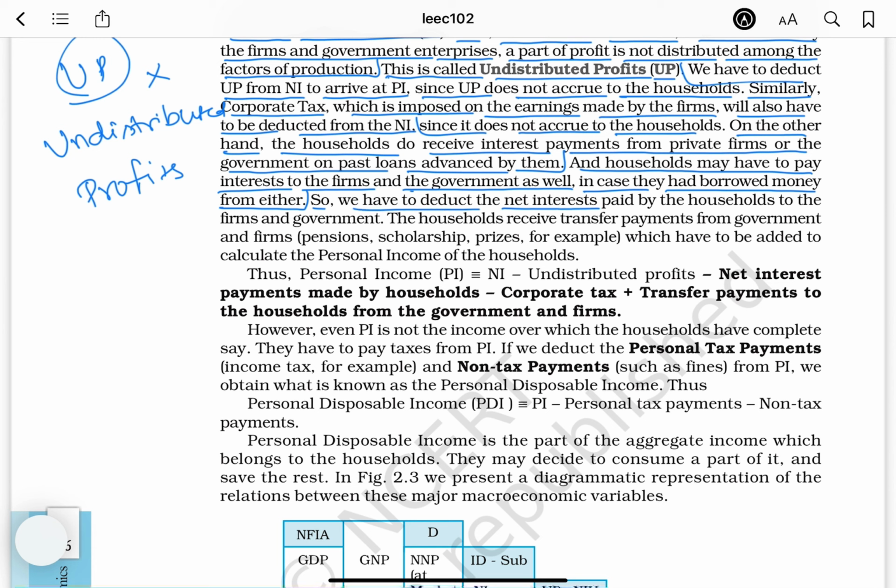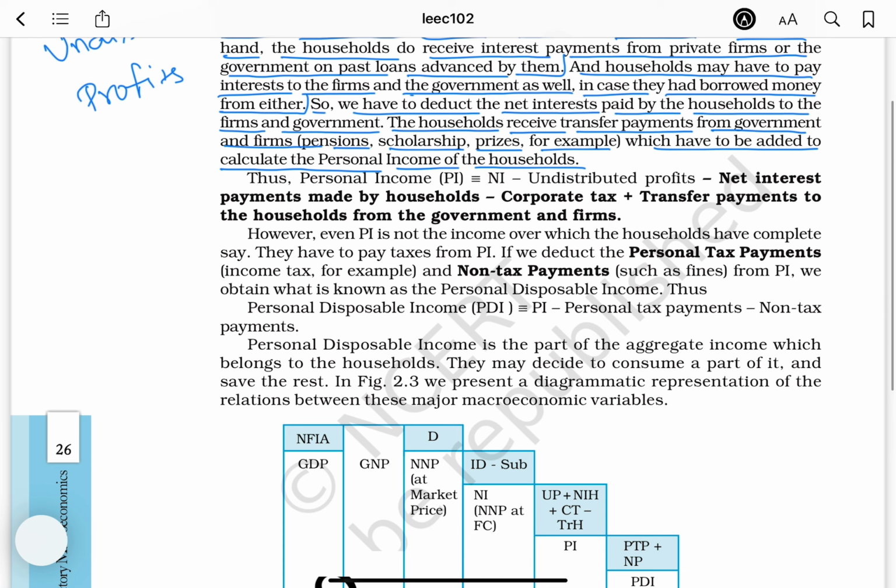So we have to deduct the net interest paid by the households to the firms and government. The households receive transfer payments from government and firms, such as pensions, scholarships, and prizes, which have to be added to calculate the personal income of the household. Thus, personal income PI equals NI minus undistributed profits minus net interest payments made by households minus corporate tax plus transfer payments to the households from the government and firms.